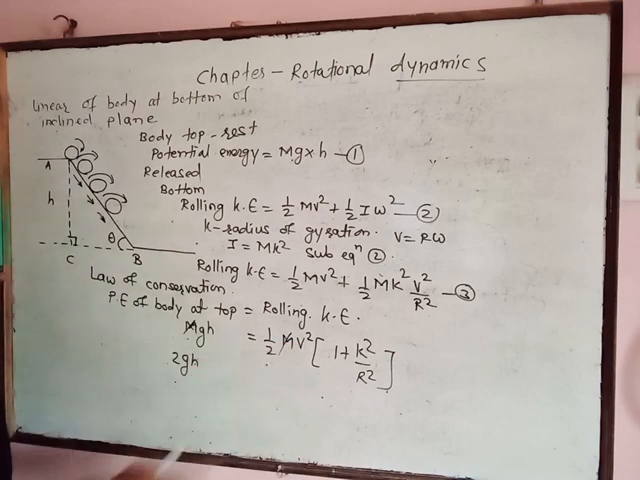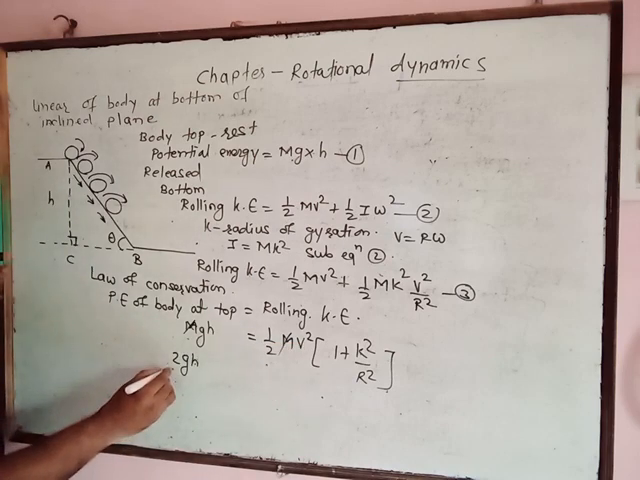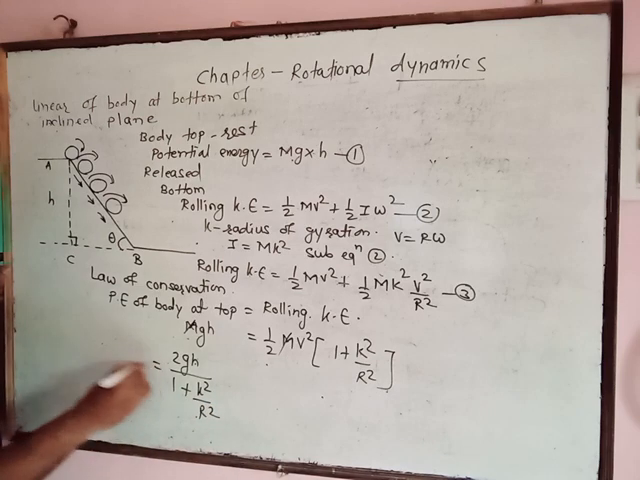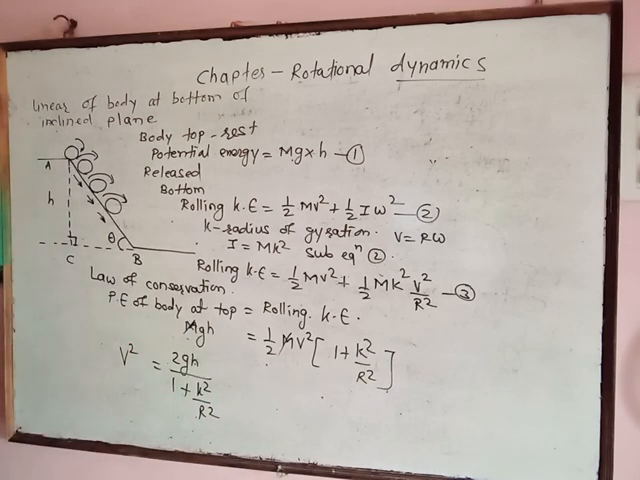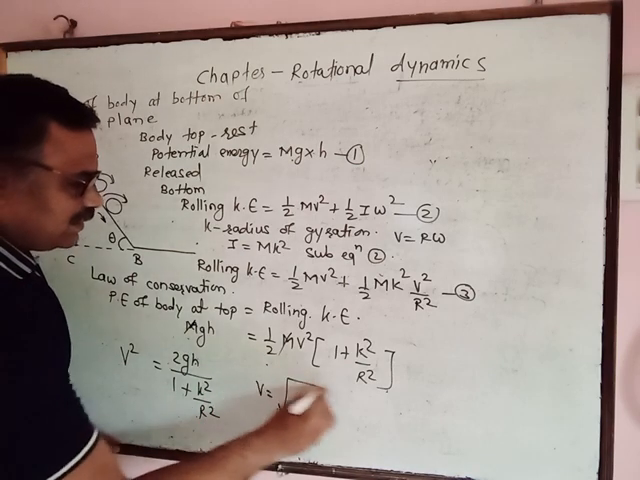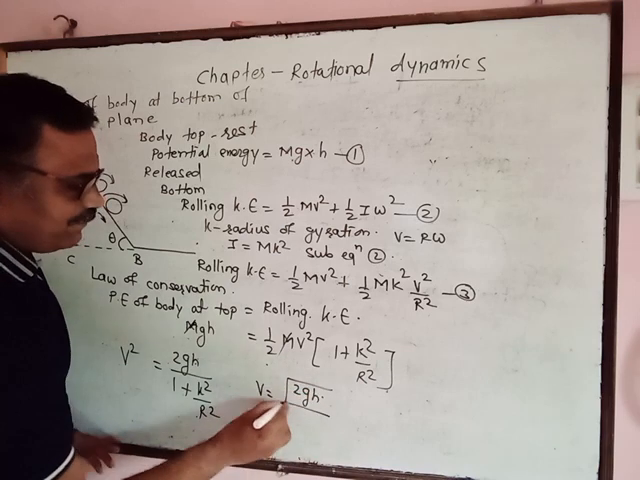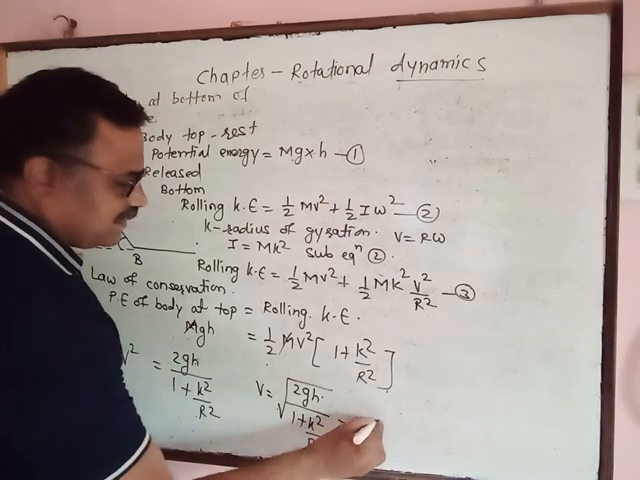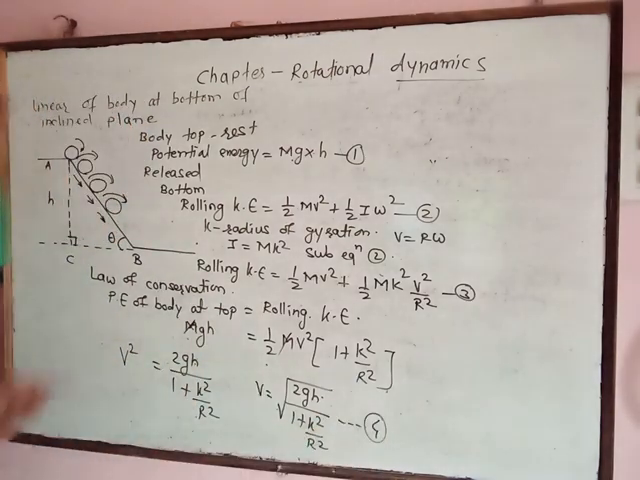2 times g into h is equal to 1 plus k square upon r square, into v square. Taking square root of both sides, we get v equal to under root of 2 times gh upon 1 plus k square upon r square. This is the expression for the linear velocity of the body at the bottom of the incline. In this way, we can calculate the linear velocity of an object along an inclined plane.